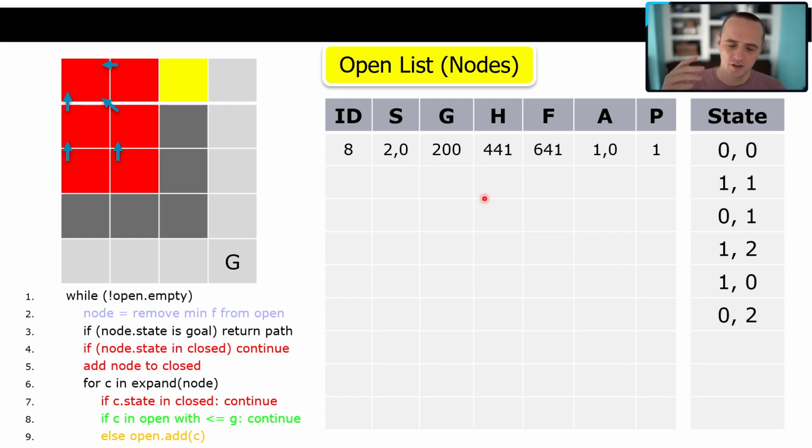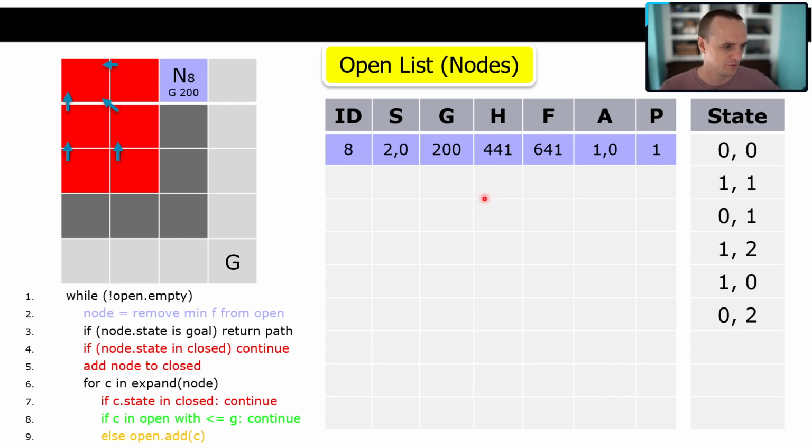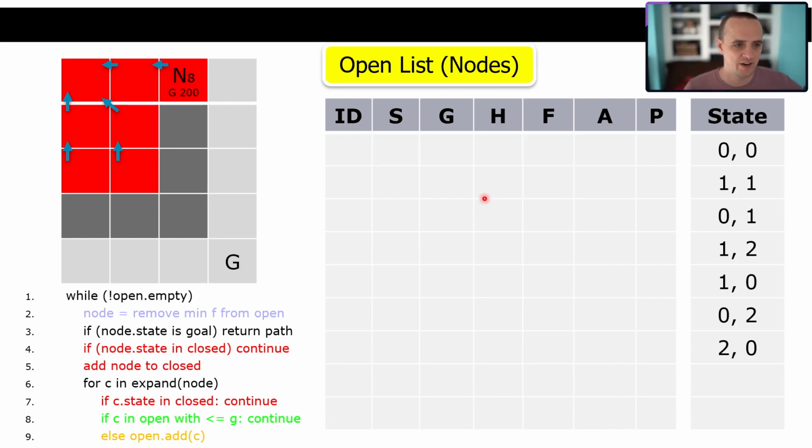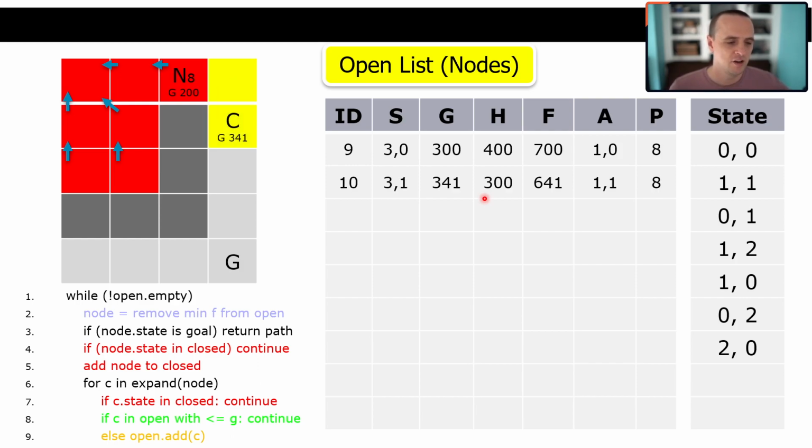Now what do we do? Keep going with the algorithm. So we choose the minimum F value from the open list. That's this one. And then we generate its children. So we've got one child here. It's not in the closed list. It's not in the open list. So we add it to the open list. And we generate this child here, which is, again, not in the closed list or the open list. So we generate that one. Okay.